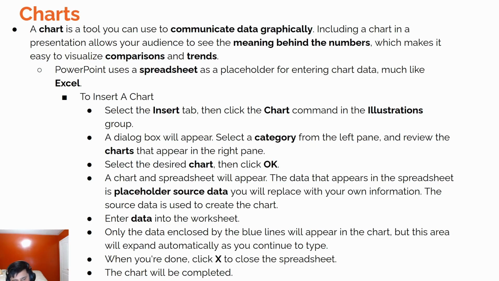Then we'll see a chart and spreadsheet that will appear. If that data appears in the spreadsheet, it'll be placeholder data, so we can replace it with our own information, and the source data is used to create the chart. Once we insert our data into the worksheet, only the data enclosed by the blue lines will appear in the chart, but this area will automatically expand as you continue to type.